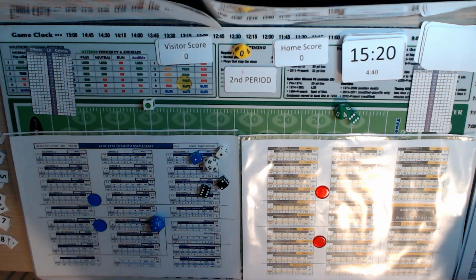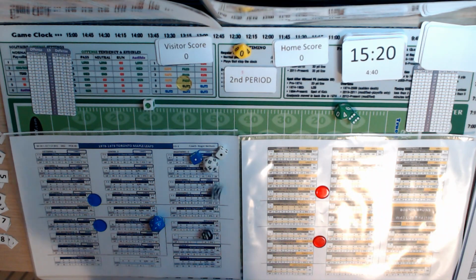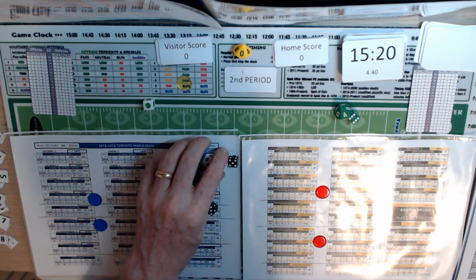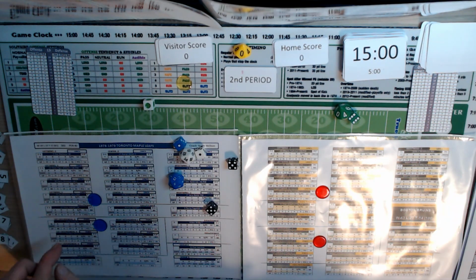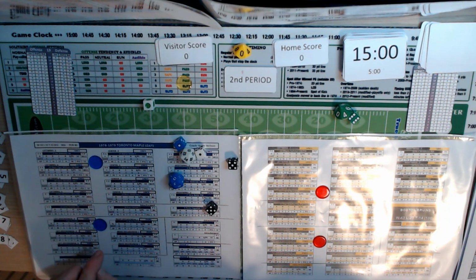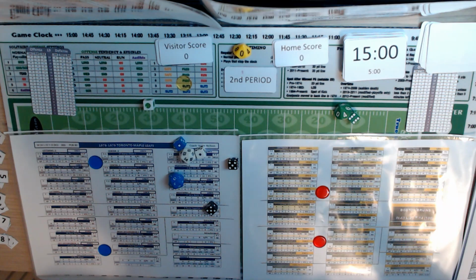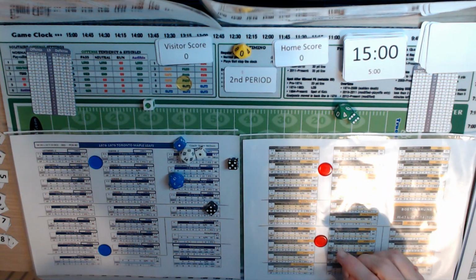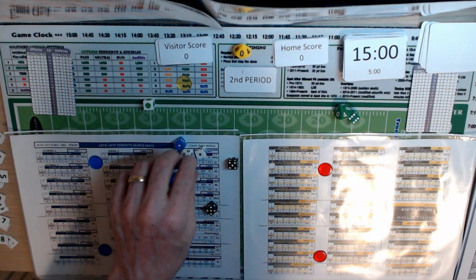Shot on goal C is going to be the left defenseman Turnbull. 5 is a miss. 14 is a hard save. So Turnbull gets the shot. Hard save by Chivas. 10 is a play on. And we're down to 15 minutes, and line 1, pair 3 coming on for Toronto, and line 2, pair 3 coming on for Boston.